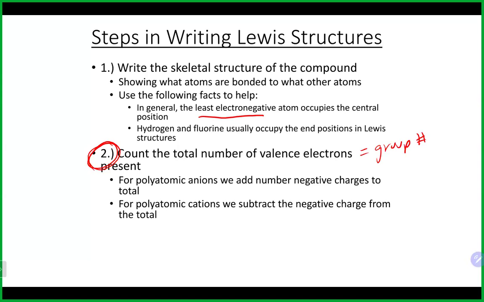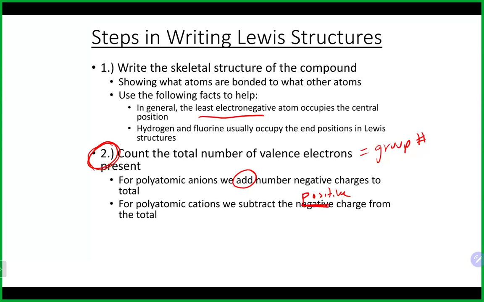Now, if you do have a polyatomic ion, you do need to adjust the electron count if it has a charge. If you have an anion, which means it has a negative charge, you need to add that negative charge to your total. Otherwise, you're going to be short some electrons. If you have a cation, you need to subtract the positive charge from the total. Again, otherwise you're going to have too many electrons.